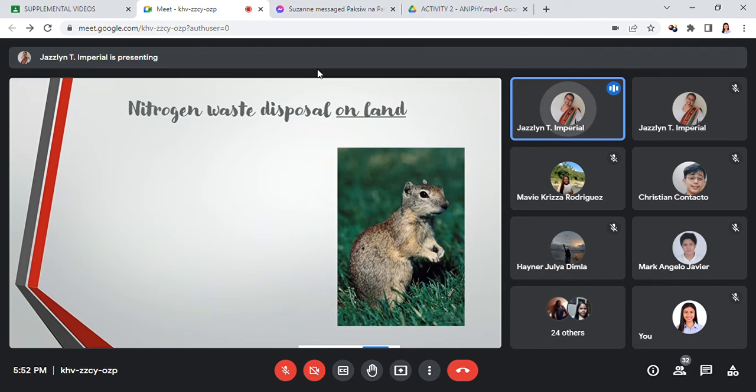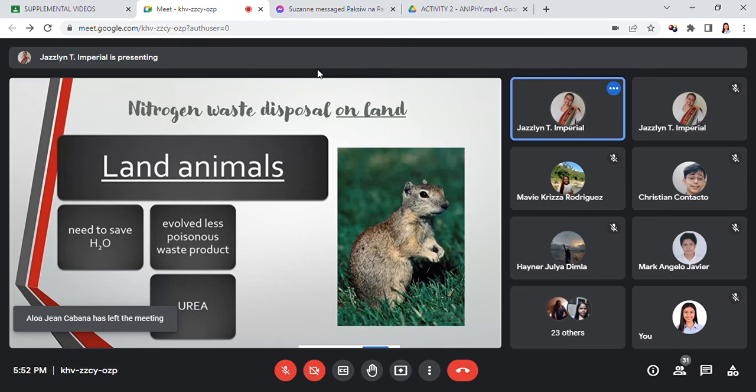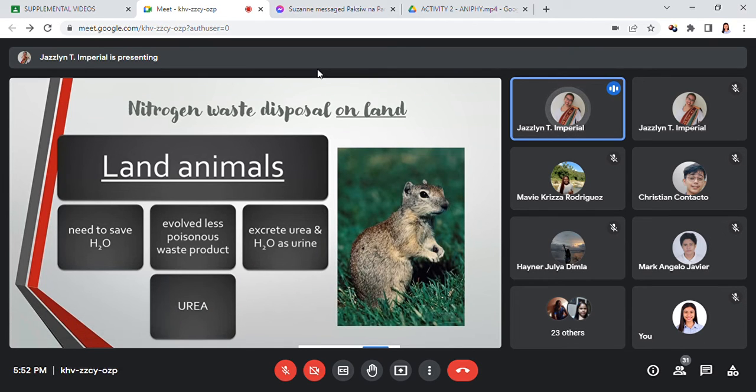Okay? So for land animals, you know this already. For land animals, we need to save water. So we have evolved a less poisonous waste product, not uric acid, not ammonia, but urea. Okay? So this urea is excreted with water via urine. So if you have rats at home, you will smell their urine. If you have a pet cat, grabe ang baho ng ihi ng cat. That's why I'm not so into cats, although I love Taylor Swift. And then, okay, so yun po class yung urine natin. It has urea.